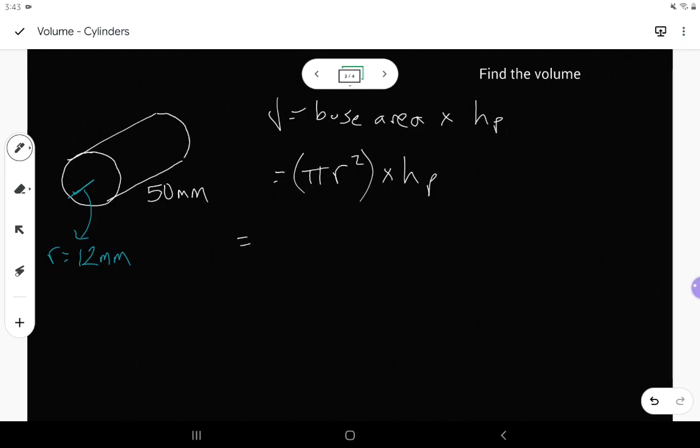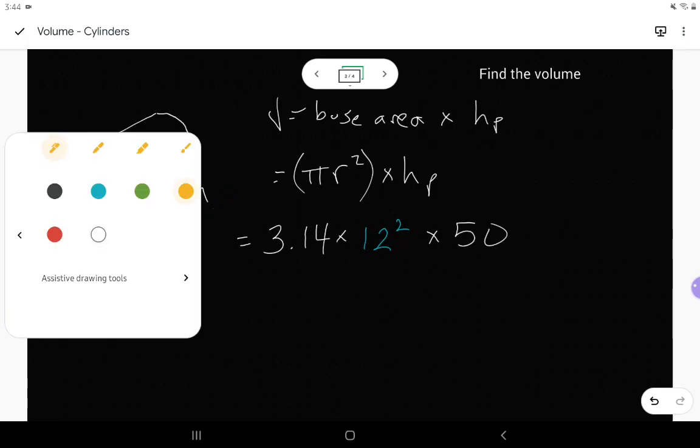So again, pi, I estimated as 3.14, and then I'm going to multiply by the radius squared. The radius here is 12, so I have to do 12 squared, and then the height of the prism is the line that connects this circle on the front to the circle on the back, and that distance here is the 50 millimeters. Again, I have to be careful.